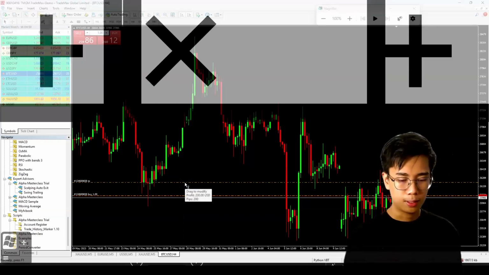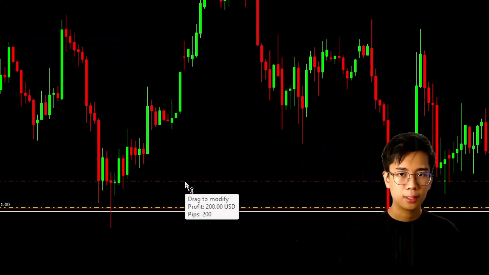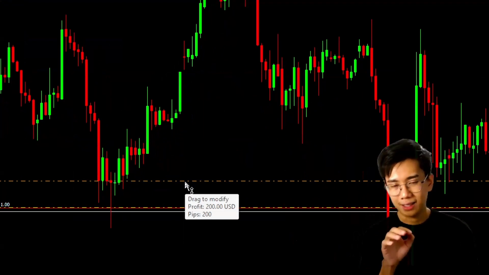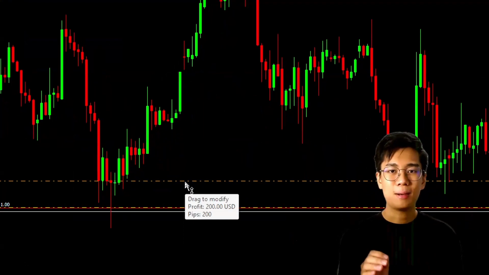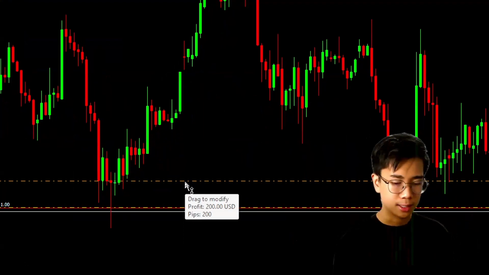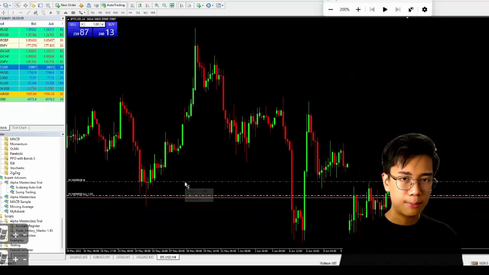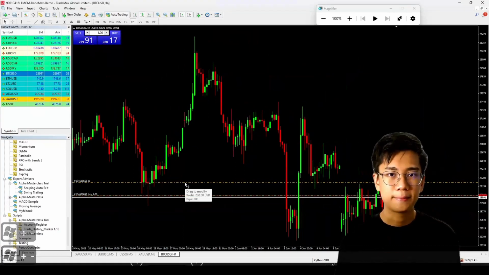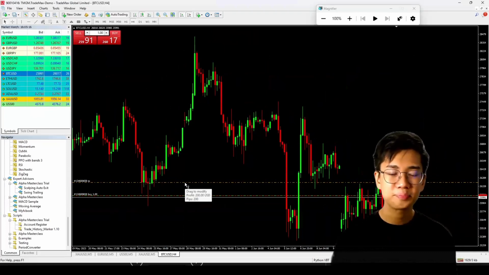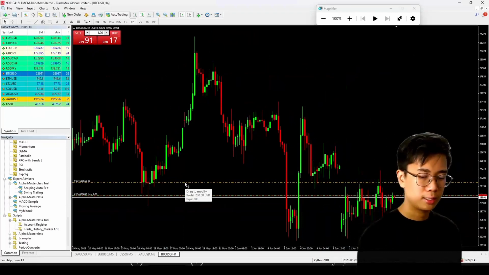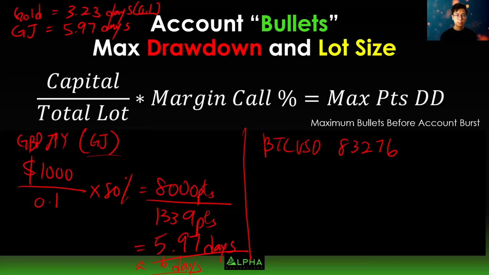Okay, I believe that you guys can see this. Yeah, at 200. Now the word is wrong. It's supposed to be points. At 200 points, my profit is going to be $200. Some of the brokers are not writing it as 200 points. Some of the brokers are writing it as 20,000 points. So that is actually one of the most common numbers.